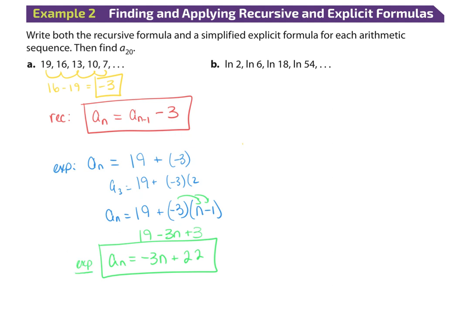Explicit. It's always going to be first term plus n minus 1 times your common difference. All right? So it's always going to look like that. Always. If they want me to find a specific term, then I am going to use the explicit to do that. All right? So if I want to find a sub 20 then I would say, well, that's negative 3 times 20 plus 22. This is my 20th term.